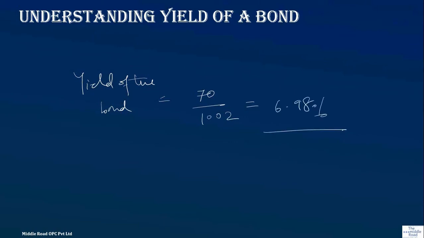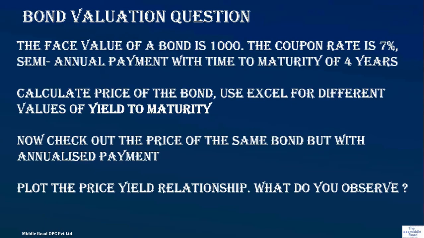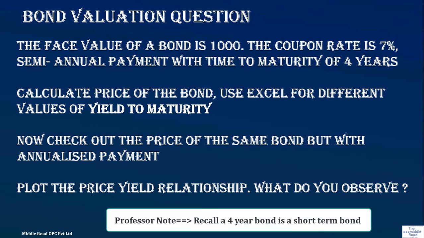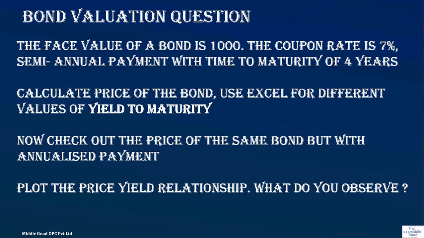Now that we have an idea about the bond, let's look at the same example, but let's calculate the price of the bond. Let's say the face value is the same and the bond coupon is 7%. I made an Excel sheet, and we'll see what happens when there is an annual payment and when there is a semi-annual payment. The time to maturity is 4 years. It's a short-term bond of 4 years. This is just an example. I made an Excel sheet which you can use for different kinds of simulation exercises, using Excel functions and the discounting rate.